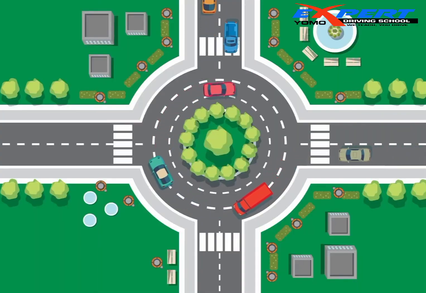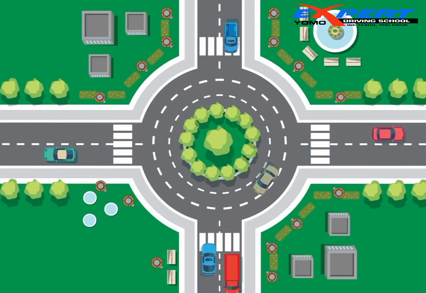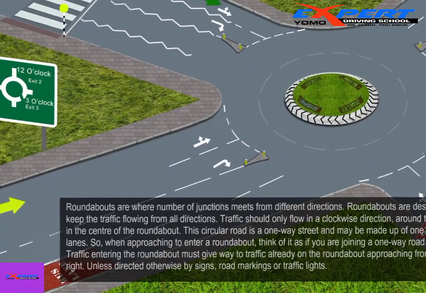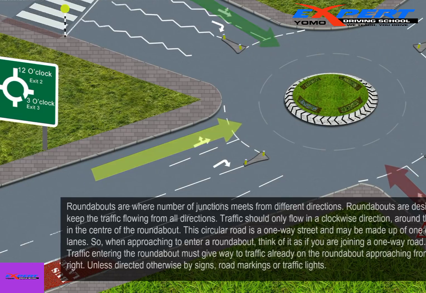Yield to traffic in the roundabout. Enter only when it is safe. Roundabouts are where a number of junctions meet from different directions. Roundabouts are designed to keep the traffic flowing from all directions.